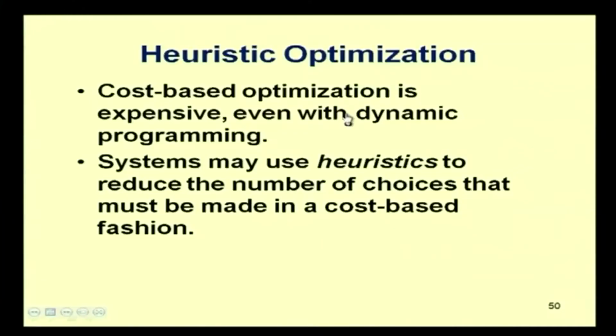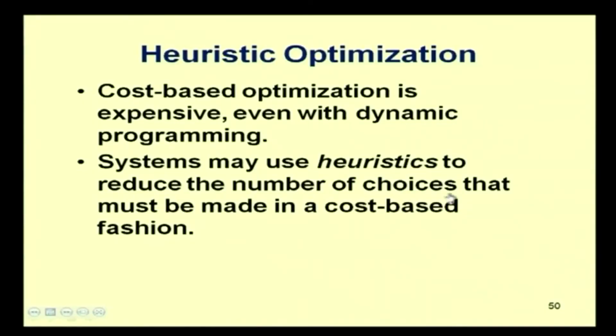Now, if you do a merge join and then do a join with that, it may be cheaper than doing a hash join. So, these are all considerations that you have to consider. So, cost based optimization is expensive even with dynamic programming. Instead of using the actual cost based optimization, the system may use some heuristics to reduce the number of choices that must be made in a cost based function.